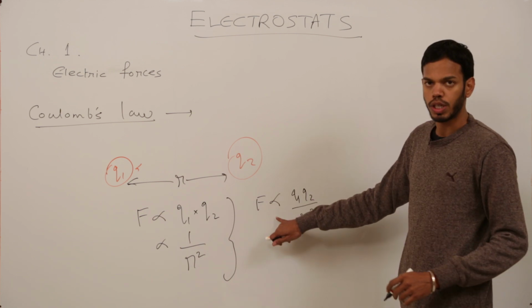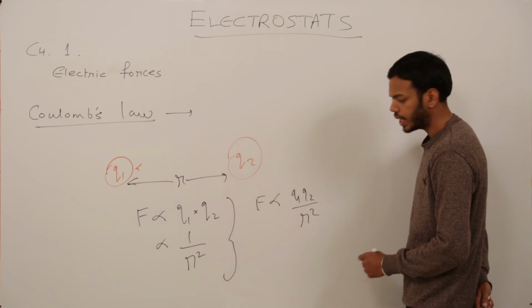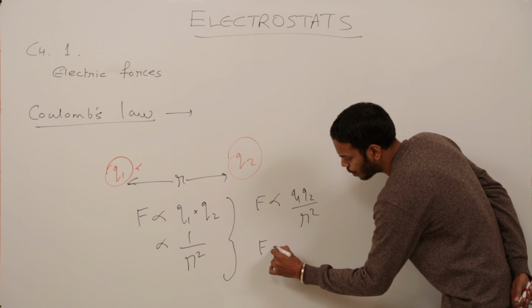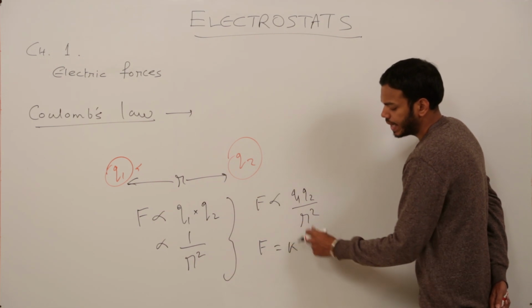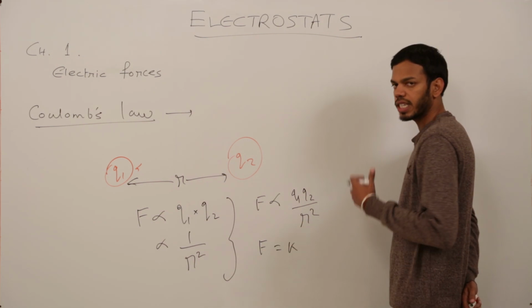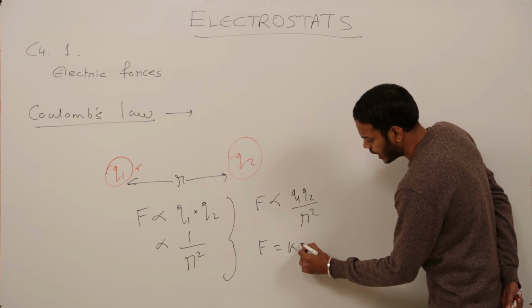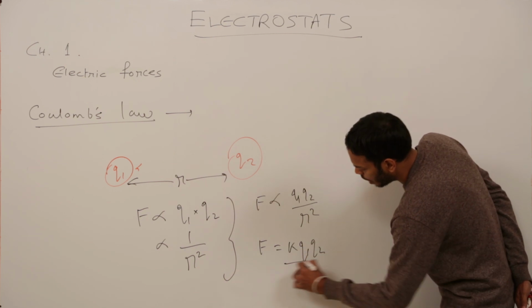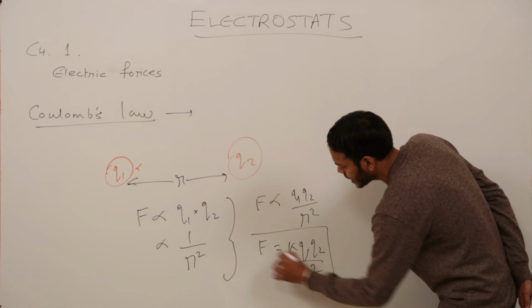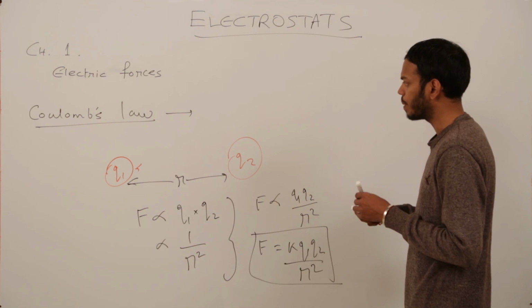Now, to remove this proportionality sign, we always put a constant of proportionality. So here, the constant of proportionality is K. These constants are always figured out experimentally. F is equal to K Q1 Q2 upon r square. This is the required formula which is given by Coulomb's law.